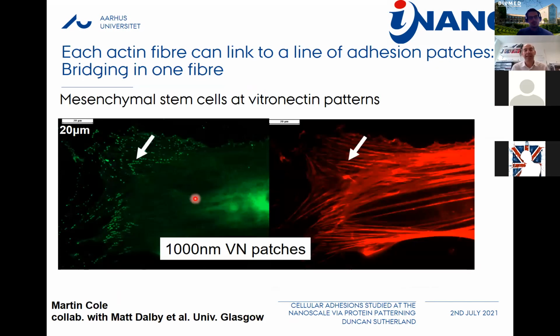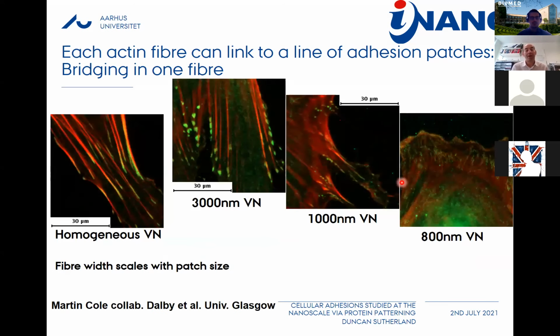We also see that we can control the formation of these little focal adhesions. So this is looking at vinculin again. This is in mesenchymal stem cells on vitronectin patterns. So these are slightly larger patterns, 1 micron patterns. And you can see clearly these little focal adhesions forming with this staining for vinculin. But what's clear is that the cell can link up several of those focal adhesions to the same actin filament. So we're not actually controlling the number of focal adhesions that the cell can integrate into a fiber.